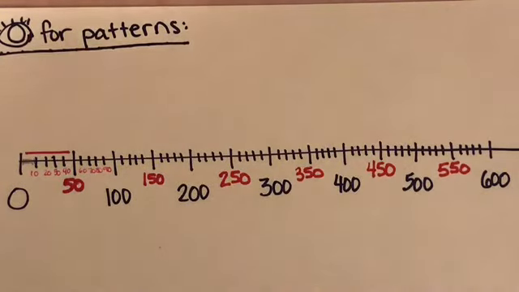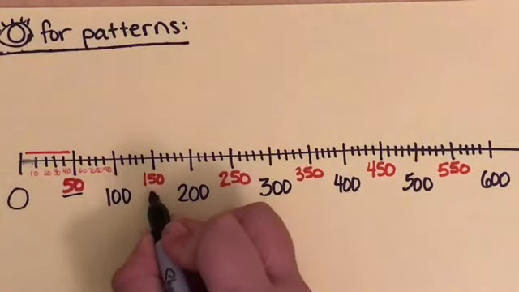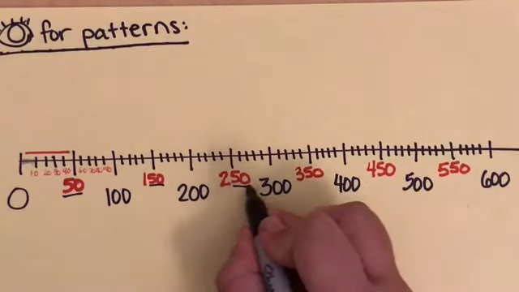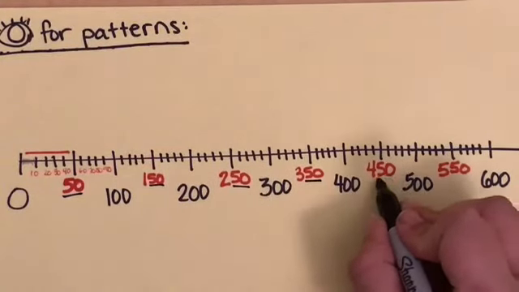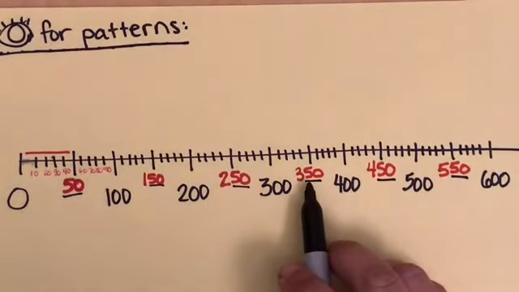You should have noticed that 50 comes in between two numbers when you're counting by hundreds. So if you're trying to find a number that's halfway in between two hundreds, it's going to have a 5 in the tens place.